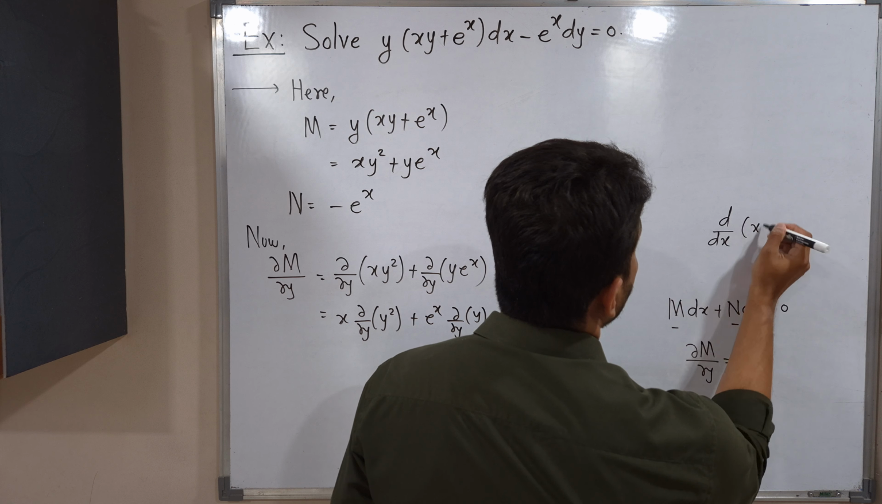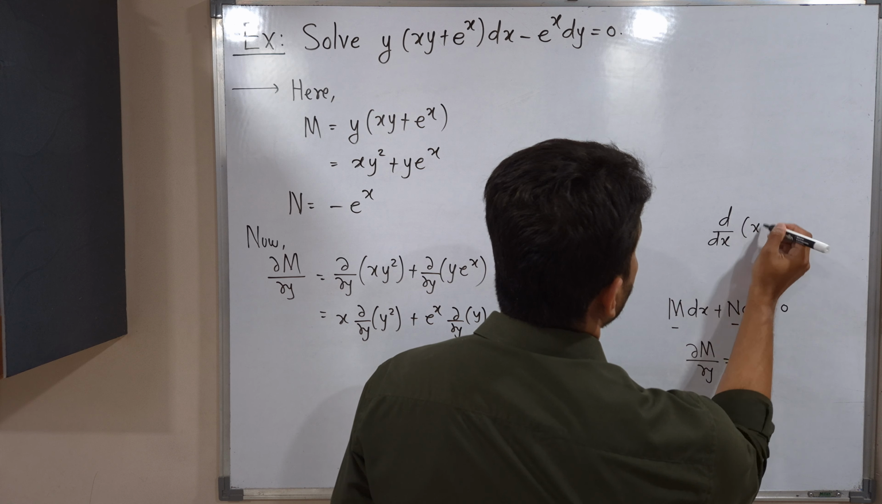Second rule, ∂N/∂x minus ∂M/∂y. This time M is in the denominator, so it should be a function of y only. Then the integrating factor is e raised to the integral of f(y) dy. Simply, I interchange them here. Denominator N is replaced by M. Here we should get a function of y, and there we should get a function of x. So these are the first 2 rules.